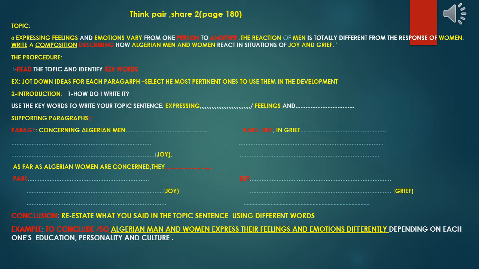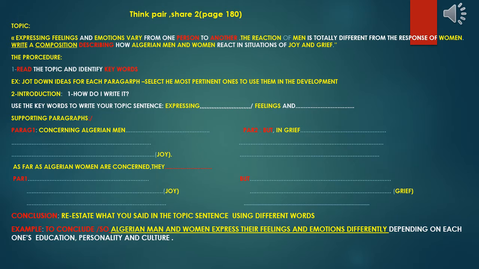How are you going to write your introduction? The introduction, I mean your topic sentence. It's very simple. You have to be very smart, especially when you are dealing with the guided writing part in the Bac. So you are going to use the keywords and write your topic sentence. Here, I suggest starting with "expressing", or you can say "feeling", and then you finish. We'll see, inshallah, in the correction.